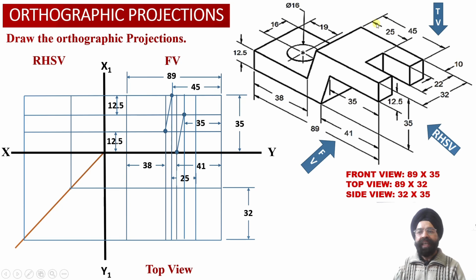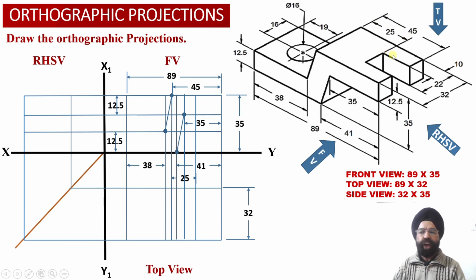So we know that the distance of this slot edge from this particular edge of the isometric projection happens to be equal to 25 millimeter. So from this point, which we have already located, now we are going to mark a distance of 25 millimeter towards the right hand side surface of the solid.